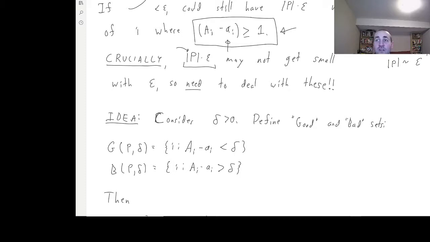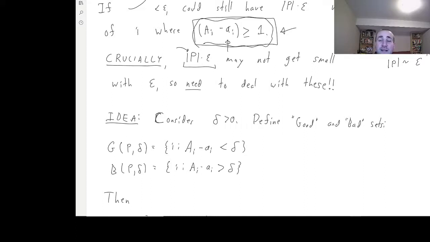But in this case, there are some non-ignorable large errors. And what we have to do is deal separately with the indices I where these bad things happen, and the indices I where this bad thing doesn't happen. Okay, so that was a heuristic. Now let's actually talk about what we're going to do.